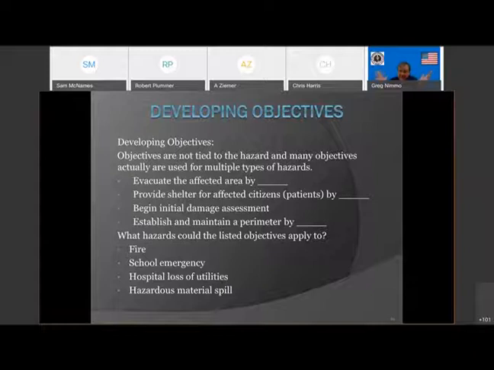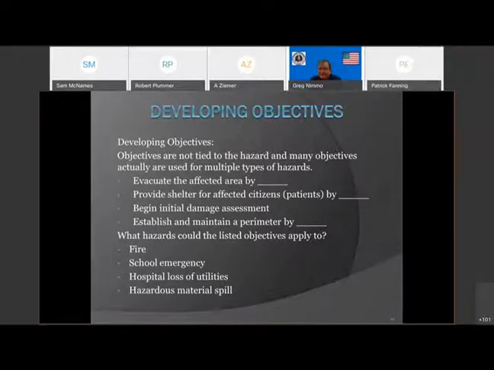Now, wildland fires, I don't want to say every fire is the same because it certainly isn't. It depends on topography, weather conditions, and all that. But when you're dealing with the same type of hazard, a lot of times those objectives will roll right into that. Okay?